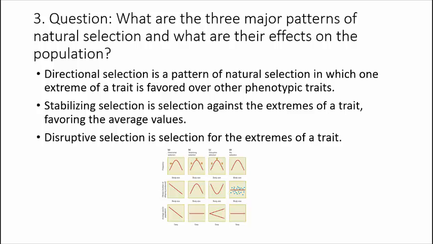Disruptive selection is selection for the extreme of a trait. This leads to a discontinuous pattern of variation in which the frequencies of the extremes of a trait are subsequently higher than the frequency for the average values. If maintained, this type of selection could lead to a speciation event.